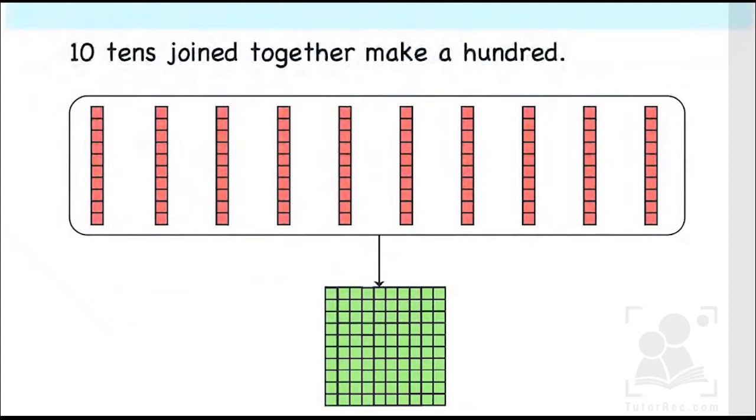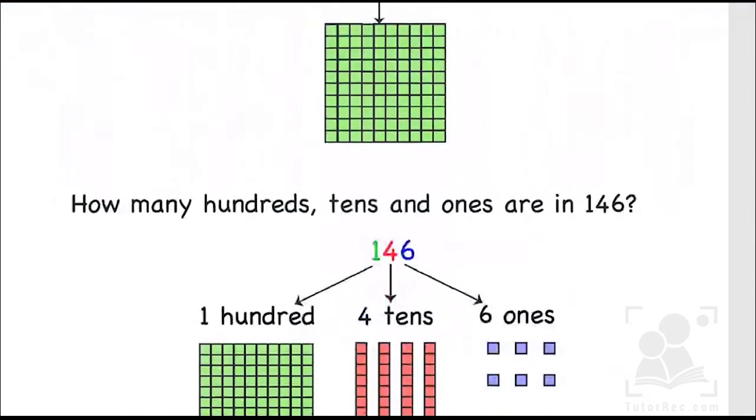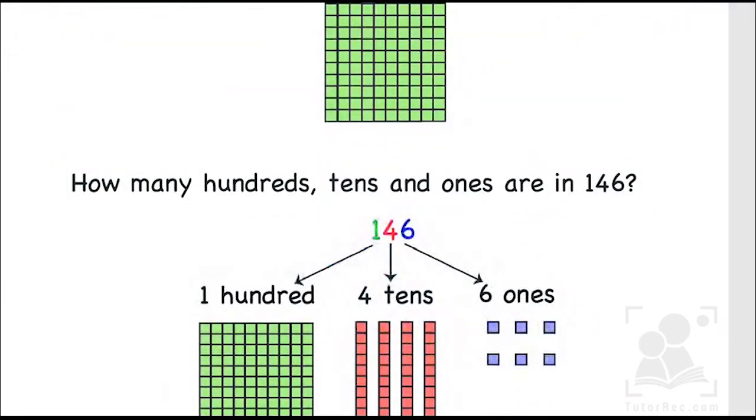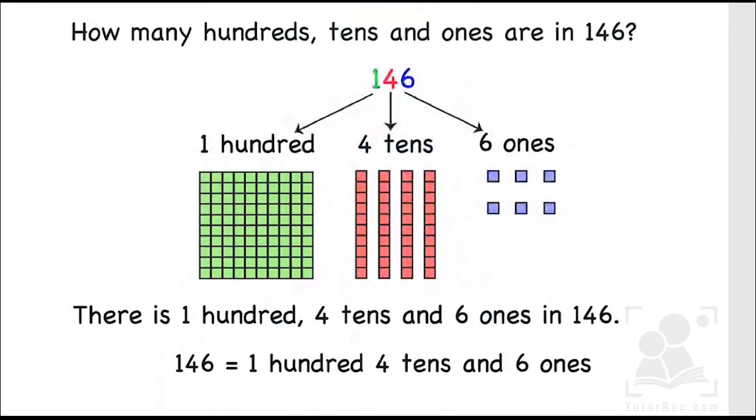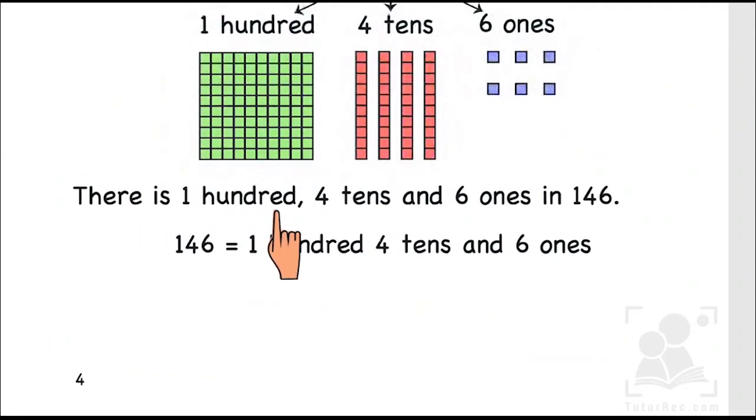Here you can see 10 tens joined together make 100. So kids, if you remember, these are the 10 blocks, 10 in a group, and when we combine them, it becomes 100. So after ones and tens, we have moved a step ahead to hundreds. How many hundreds, tens and ones are in 146? So when we break 146, it becomes 100, 4 tens and 6 ones. Or you can say there is 100, 4 tens and 6 ones in 146.